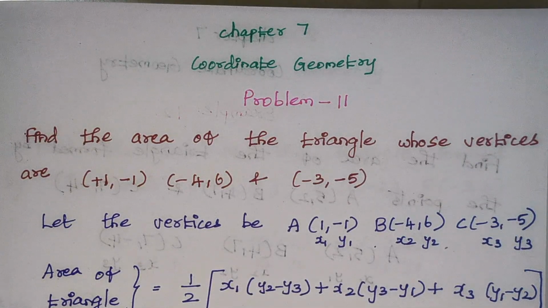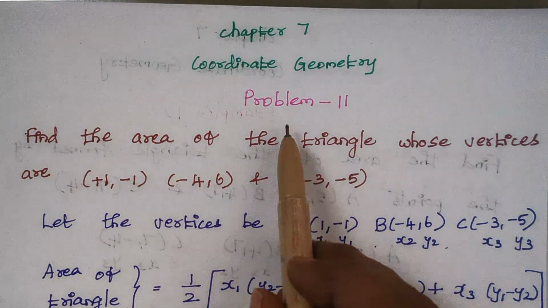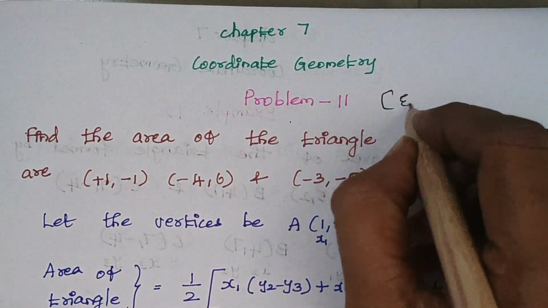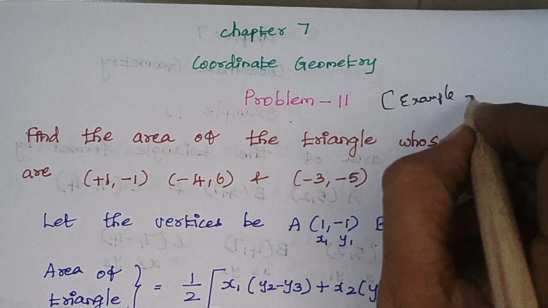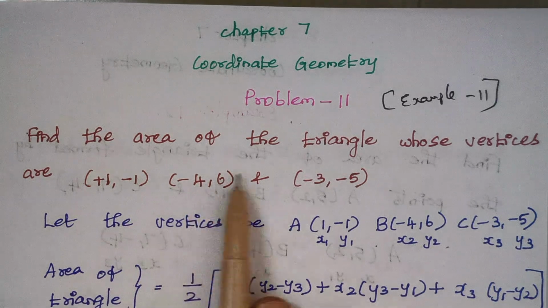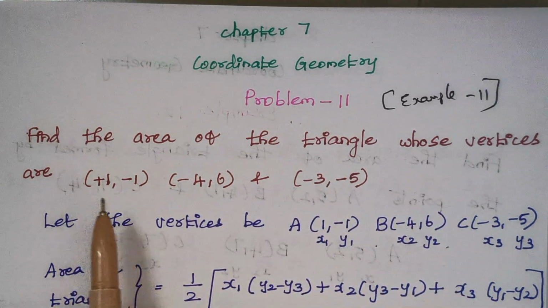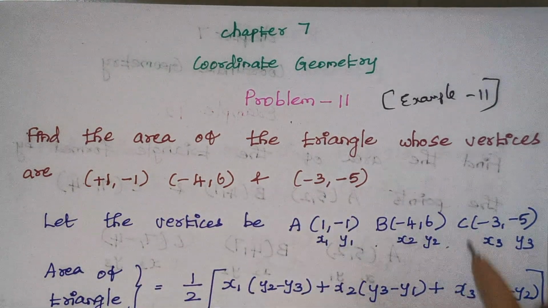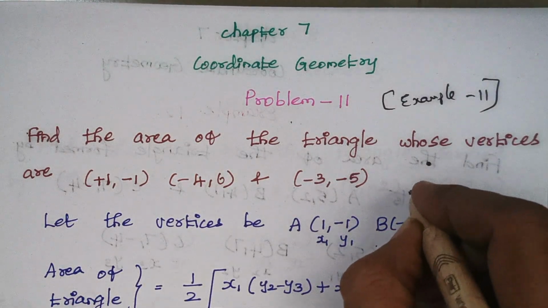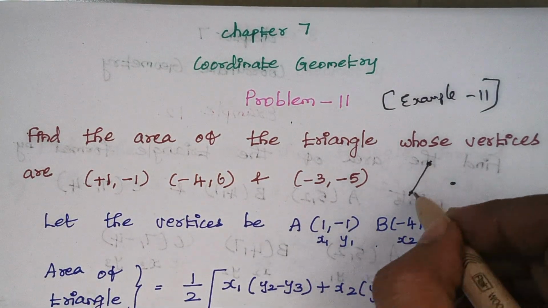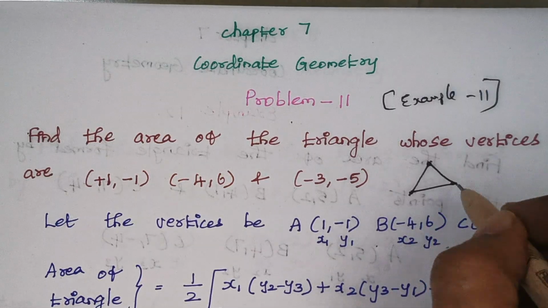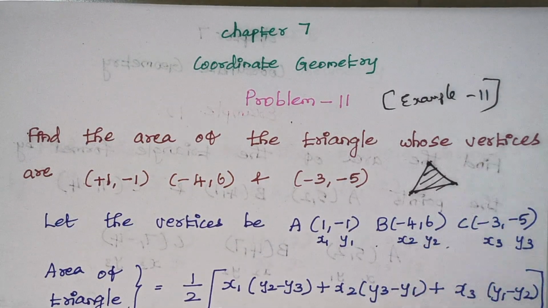Problem 11, this is example 11. Find the area of the triangle whose vertices are given. A triangle, as we all know, has 3 vertices. So the values of these 3 vertices are given. We have to find the area.